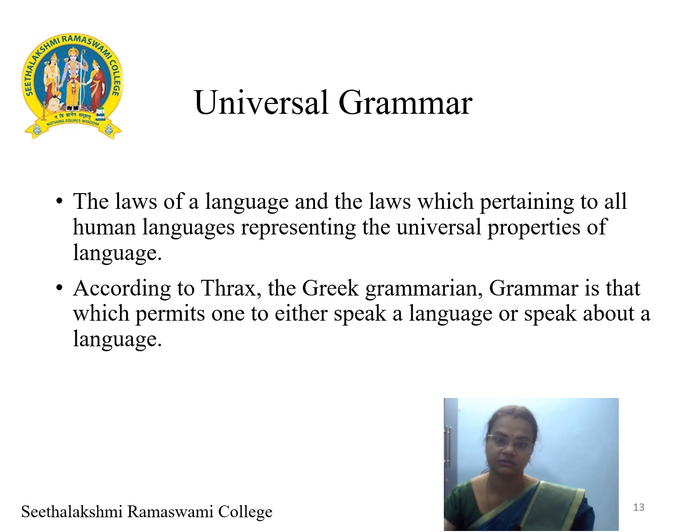Universal grammar. The laws of a language and the laws pertaining to all human languages, representing the universal properties of language, may be called universal grammar. According to Thrax, the Greek grammarian, grammar is that which permits one to either speak a language or speak about a language.